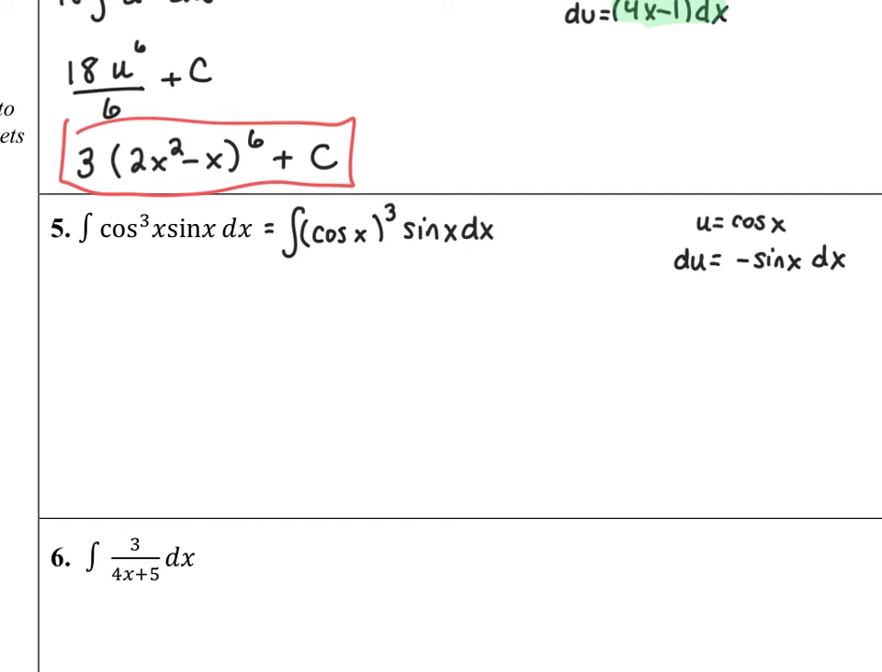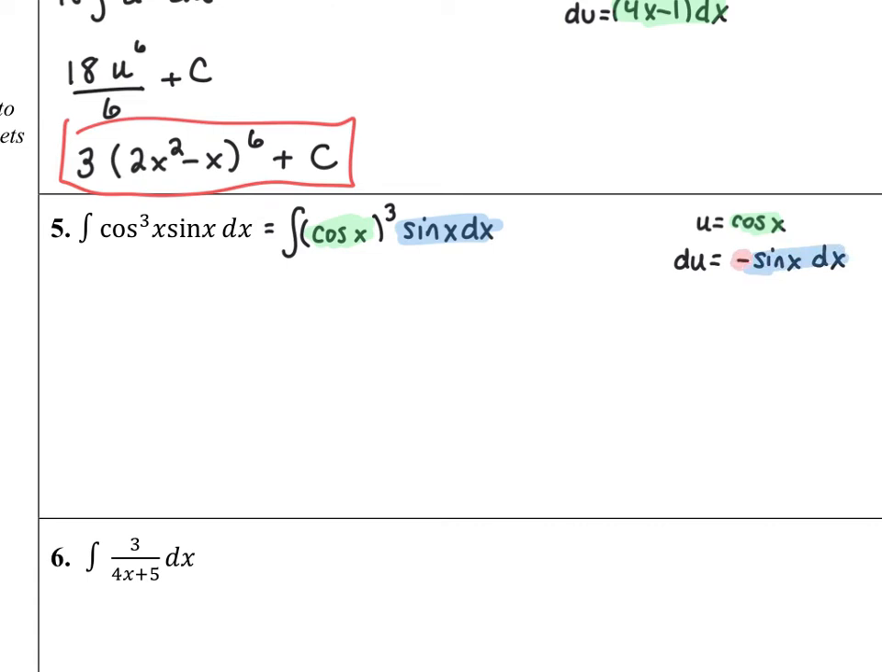It's at this step that I start planning out my substitutions. My cosine x is going to be the u. I take a look at what else needs replacing, and it says sine x dx. What I have over here is a negative sine x dx. That tells me I need to do something with that negative.